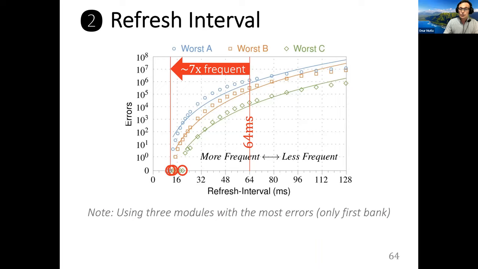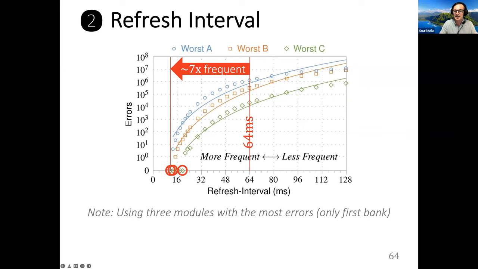But to solve this problem purely by increasing the refresh rate is not a good idea, because if you really want to completely eliminate all of the bitflips, our data shows that you need to increase the refresh rate by 7x. And that's a lot, because the reason we built this infrastructure, as I showed you earlier, is to get rid of refreshes as much as possible. Refresh is one scaling problem of DRAM, and it's becoming more common. RowHammer is another scaling problem of DRAM. If one scaling problem actually makes another scaling problem much worse, then we have a big problem.